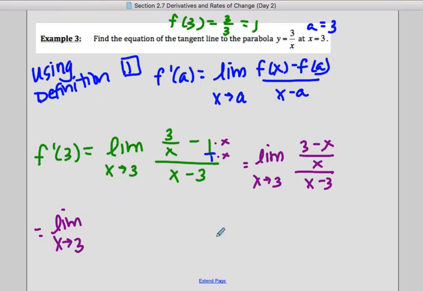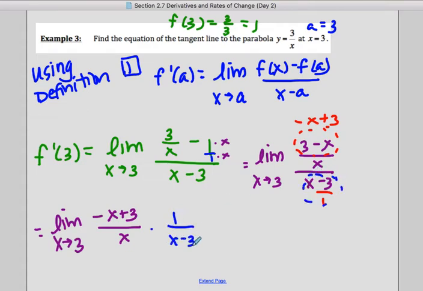I'm going to rewrite this piece right here. You guys like to see the variable first, so it's really negative x plus 3, all over x. And then this is really x minus 3 over 1. So I'm going to times by the reciprocal of that. So it'd be times 1 over x minus 3.